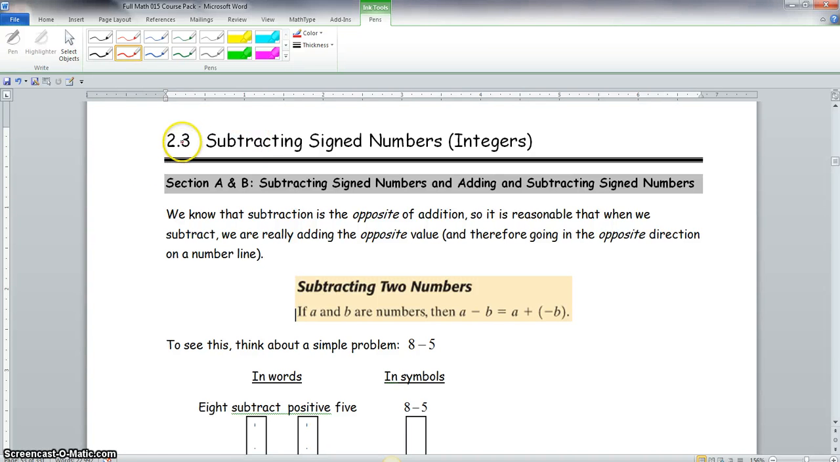Okay, class, now we start on section 2.3, subtracting signed numbers, or commonly known as integers. We know that subtraction is the opposite of addition, so it is reasonable that when we subtract, we are really adding the opposite value, and therefore going in the opposite direction on a number line. So if a and b are numbers, then a minus b is equal to a plus a negative b. To see this, think about a simple problem, 8 minus 5.